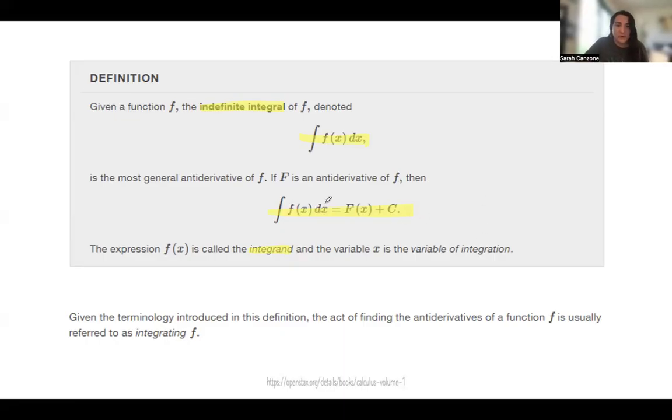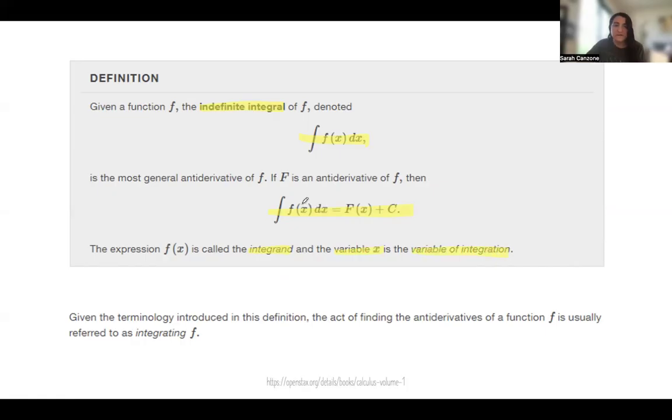And then for the dx, the d will always stay the same. That just represents the fact that we are taking the antiderivative of this function, and you always have to have the d, whatever it is at the end. Otherwise, it's not a complete antiderivative statement. But the x may change depending on what variable you are taking the antiderivative with respect to. So here the variable x is called the variable of integration.